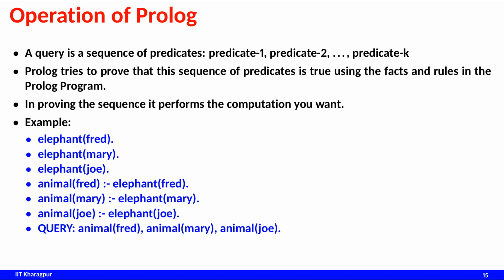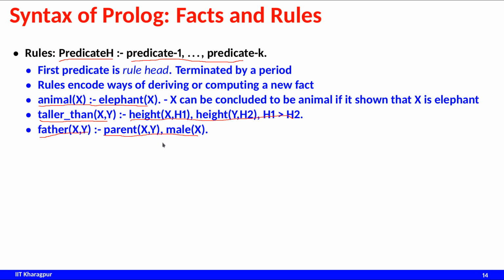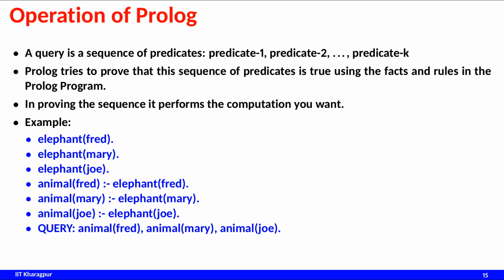So when we try to query the system, we need to derive this, and we will be using these rules to derive certain facts, which we call the kind of operations of Prolog. The query is what we would like to ask the system. It will be a set of predicates separated by commas, that means it's logically anded, and Prolog tries to prove this sequence of predicates using the facts and the rules that have been defined.